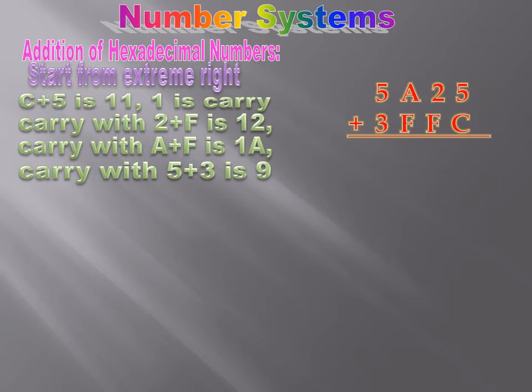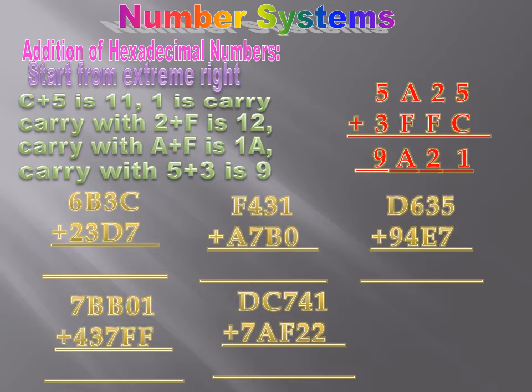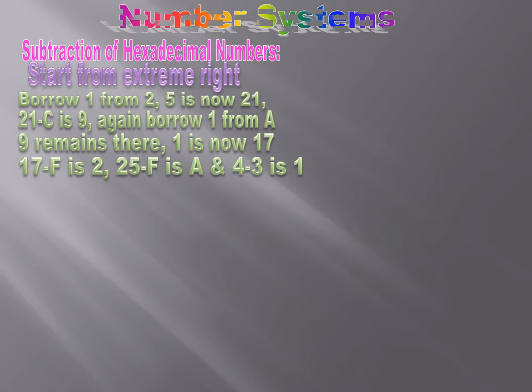10, 11. So 1 will sit here and 1 will be carried. That 1 along with this F is 10, 11, 12. So 2 will remain here, 1 is again carried. That 1 along with this is 10. That 10 and A will make it 1A. Then A will sit here and 1 will be carried. That 1 along with this 5 is 6, 7, 8 and 9. So this is the hexadecimal addition. Take as many examples as you can on your own.